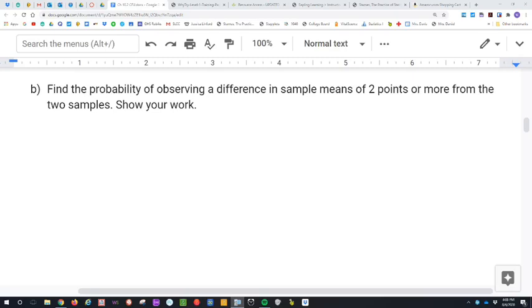All right, so part B: find the probability of observing a difference in the sample means of 2 points or more from the two samples. I don't know if you understand what the question is asking. We're supposed to find the probability of observing a difference in the sample mean of 2 points or more, a difference of 2 points or more.